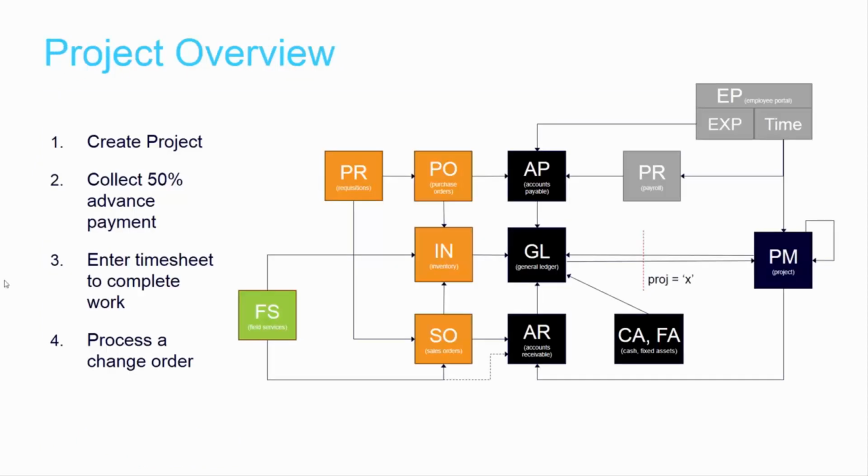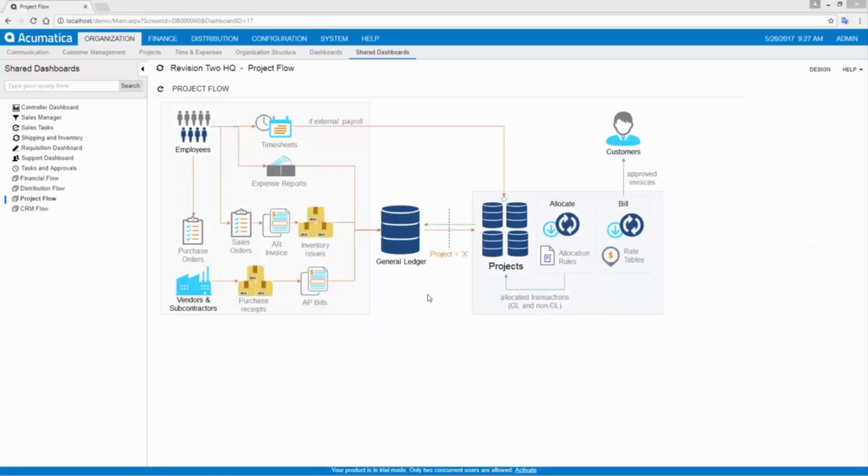To demonstrate this, we'll create a project using a project template. Then we'll collect a 50% advance payment by creating an AR invoice. To simulate the progress of our project, we'll enter a timesheet and we'll view the impact on the financials as we release that timesheet. Then we'll process a change order by modifying our budget to see what the impact on the general ledger is as the project is in process.